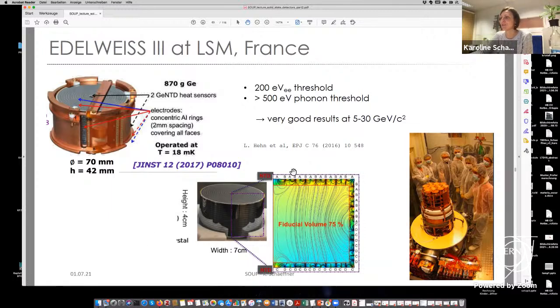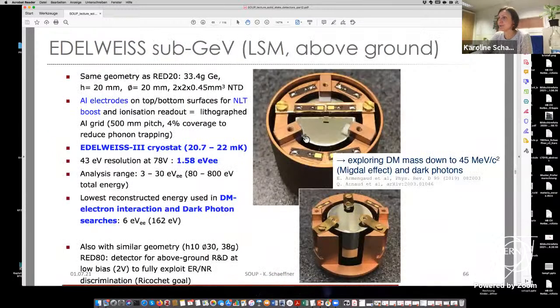So this is also a nice feature of these detectors. And here you see them mounted. I think they have 15 here, of these almost 1 kilo each. And this is the cryostat where they operate them. They have thresholds of 200 eV electron equivalent, and for the phonon, for the standard type, 500 eV. And this gives very good results in this 5 until 5 or so GeV. This is very successful also.